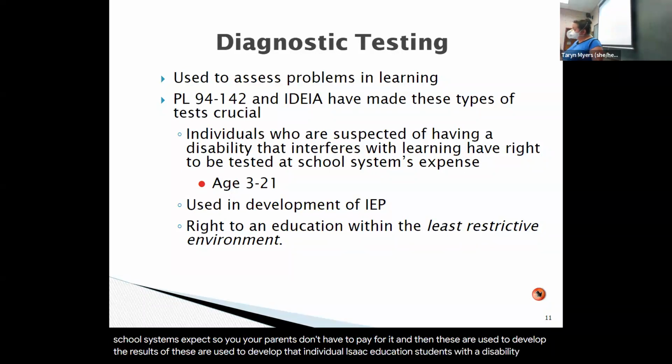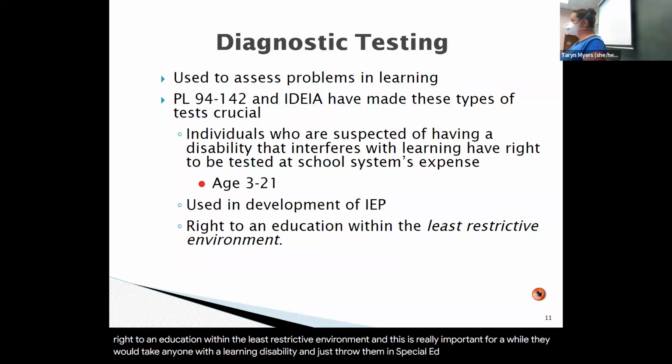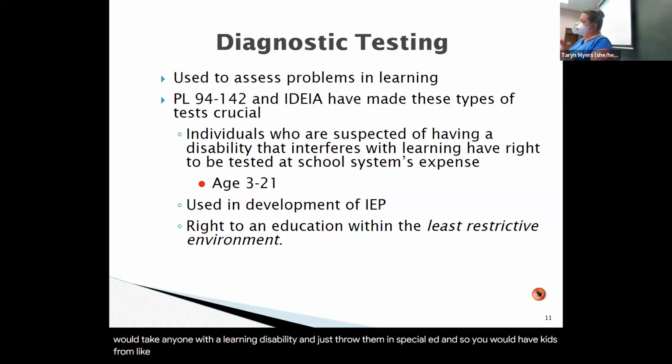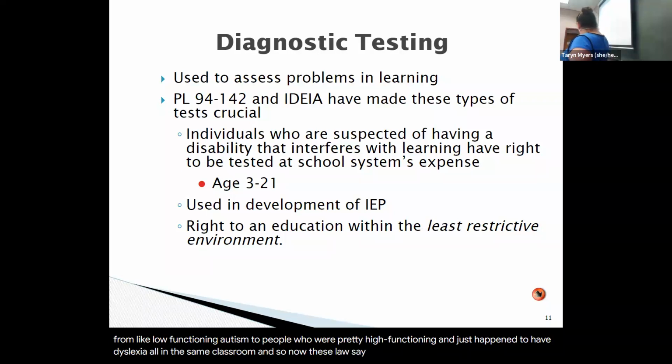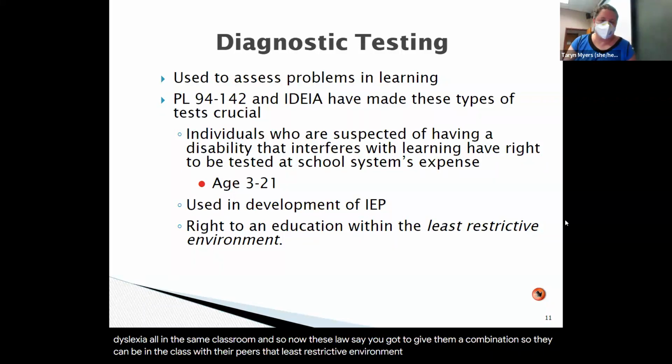Students with a disability have the right to an education within the least restrictive environment. And this is really important. For a while, they would take anyone with a learning disability and just throw them in special ed. And so you would have kids from like low functioning autism to people who were pretty high functioning and just happen to have dyslexia, all in the same classroom. And so now these laws say you got to give them accommodations so they can be in the class with their peers. That least restrictive environment.